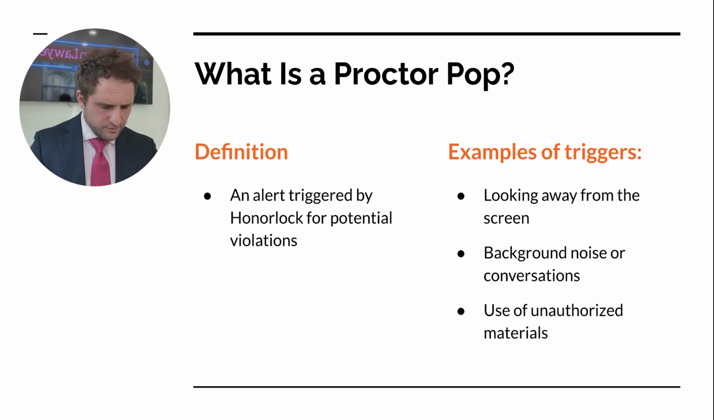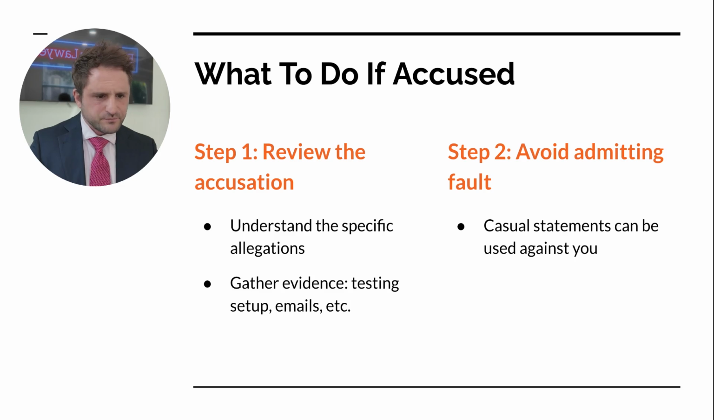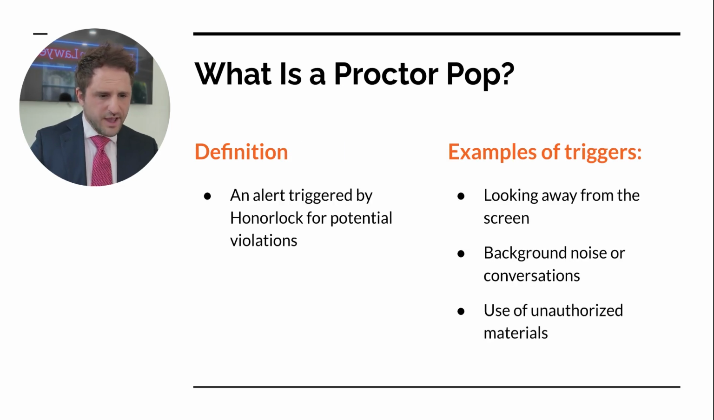So if they see you looking down too often or writing, and it's not a test where scratch paper is approved, that could potentially lead to a proctor pop. What do you do if you're accused, right? When the proctor pop happens, there's going to be a text box, and then the AI alerts a human agent who will start asking you questions.